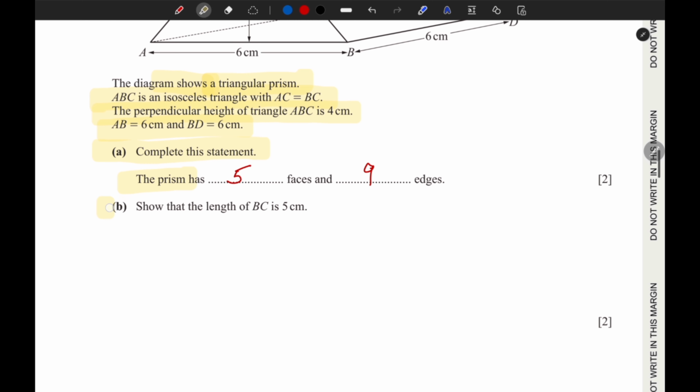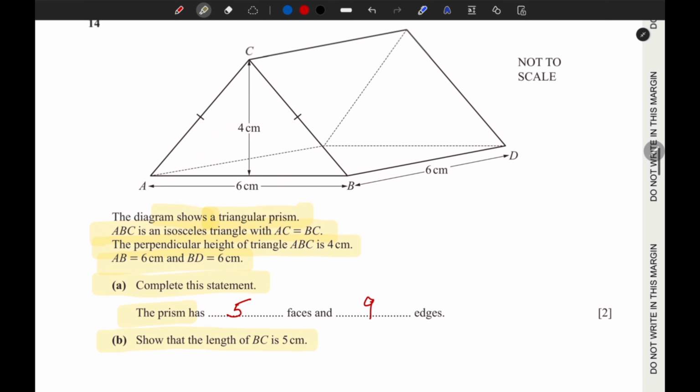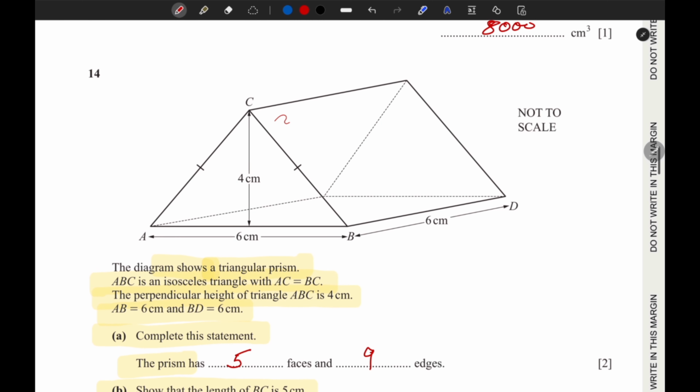Show that the length of BC is 5 centimeter. So see, you have to find the length of this side BC. Now, you know that this is an isosceles triangle. So when we draw a perpendicular, which is 4 centimeter over here, it is going to divide the base into two equal parts. So this will be 3, this will be 3. Take this as 3 centimeter. Now this is a right angle triangle. BC is the hypotenuse. So applying the Pythagoras theorem, BC square equals 4 square plus 3 square.